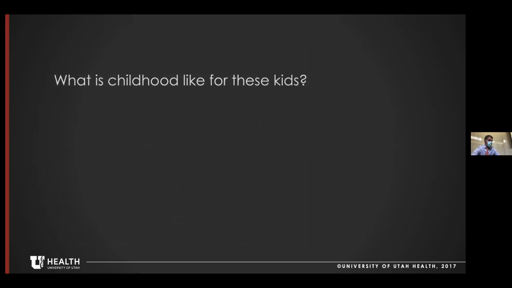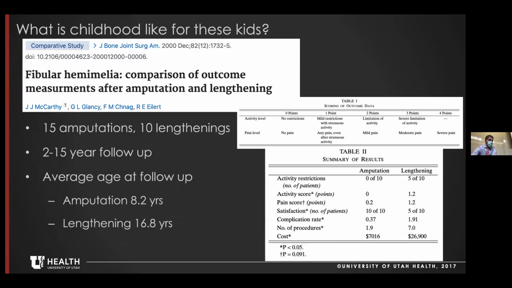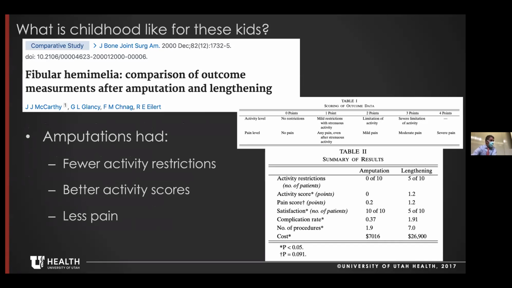Okay, next question is: what is childhood like for these kids as they're undergoing treatment? This study looked at 15 amputations and 10 lengthenings at 2 to 15 years follow-up. The average age at follow-up for amputation was 8.2 years, and for lengthening 16.8 years. So they're probably not comparing the exact same types of patients. But with this in mind, the amputations had fewer activity restrictions, better activity scores, and less pain. This was based on their own scoring rubric.